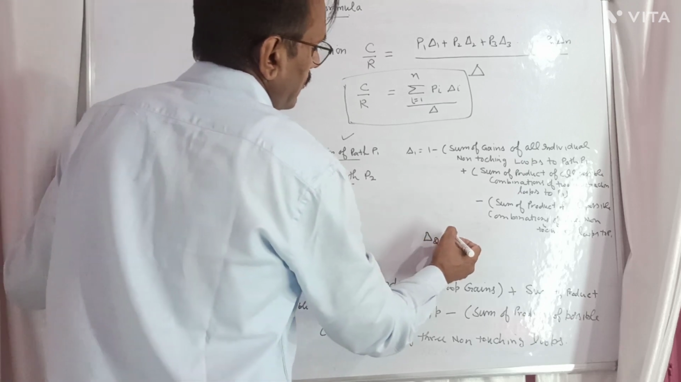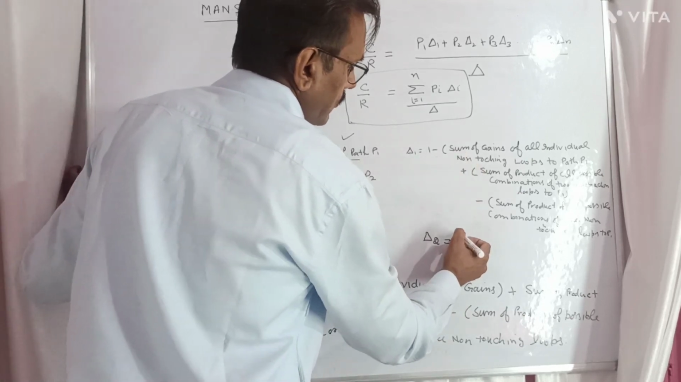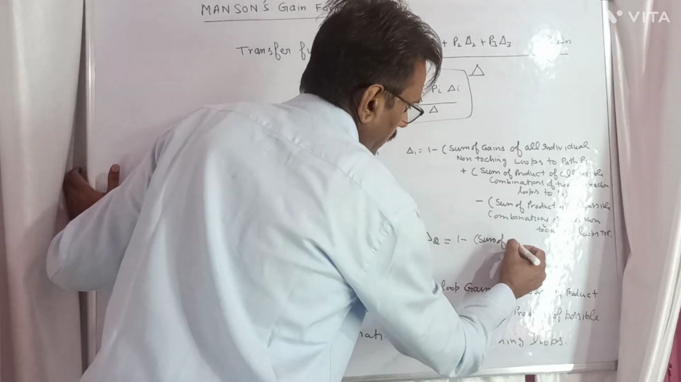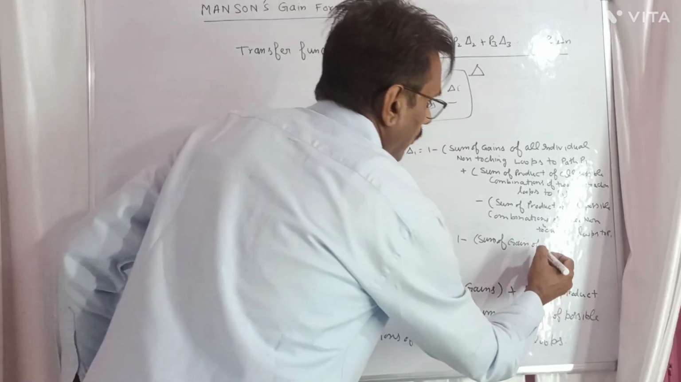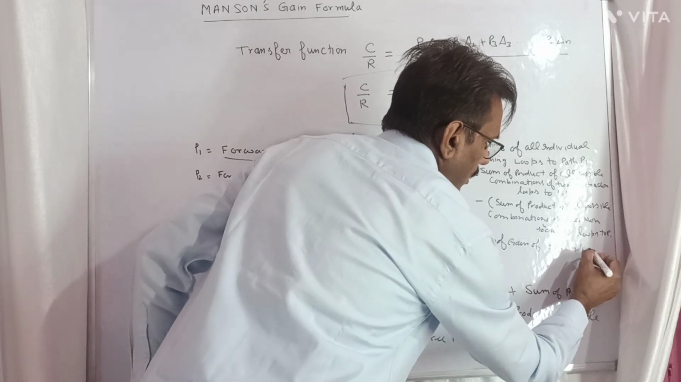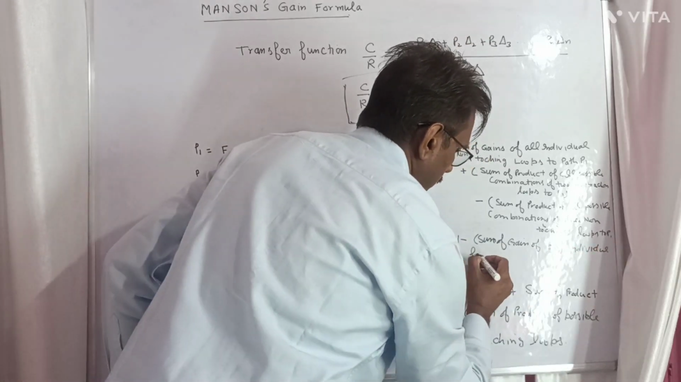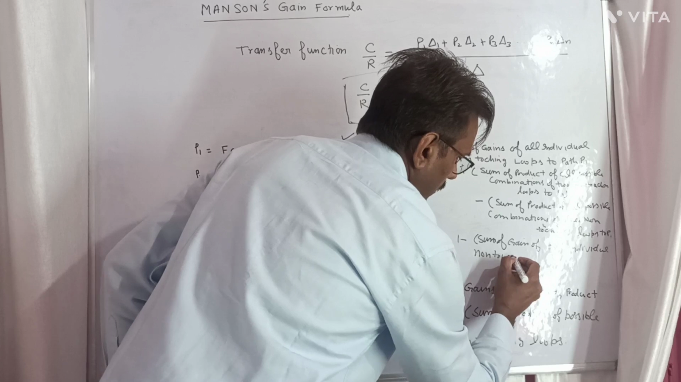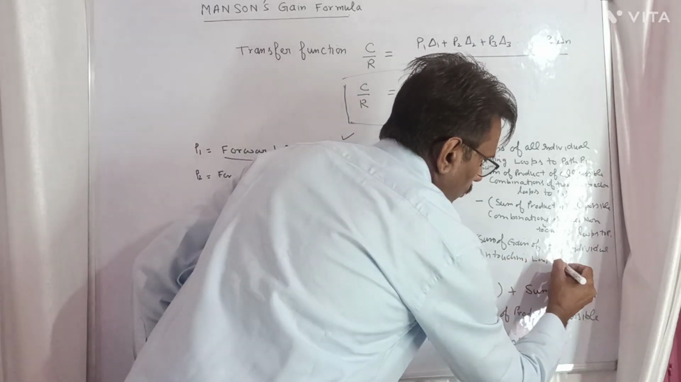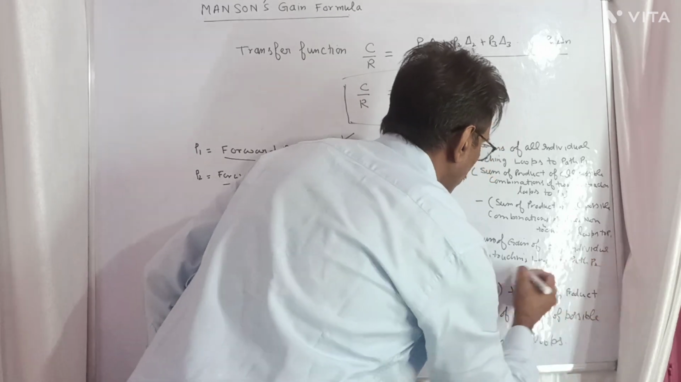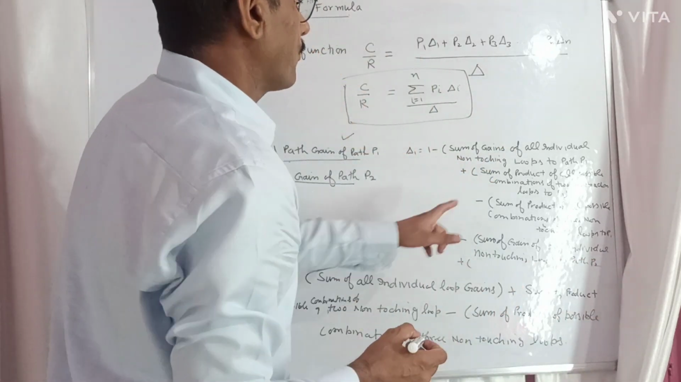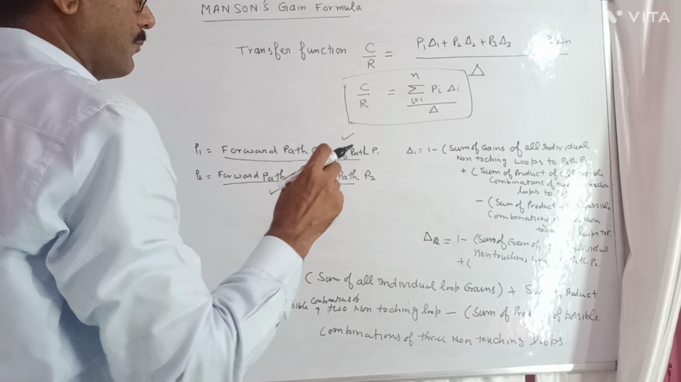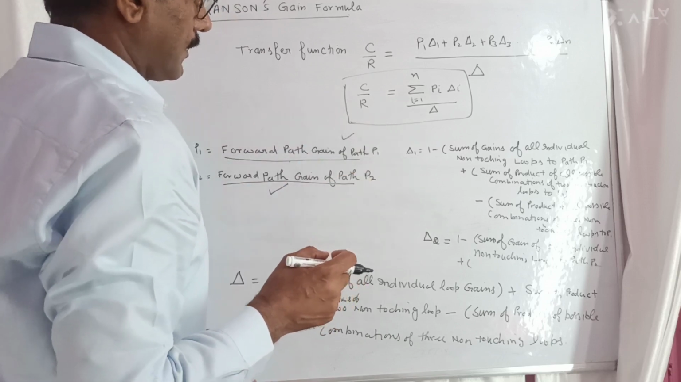Then in a similar manner delta 2 is calculated. Delta 2 is equal to 1 minus sum of gain of all individual non-touching loops to path P2 plus sum of product of all possible combinations of two non-touching loops to path P2. In a similar manner we can calculate delta 3.